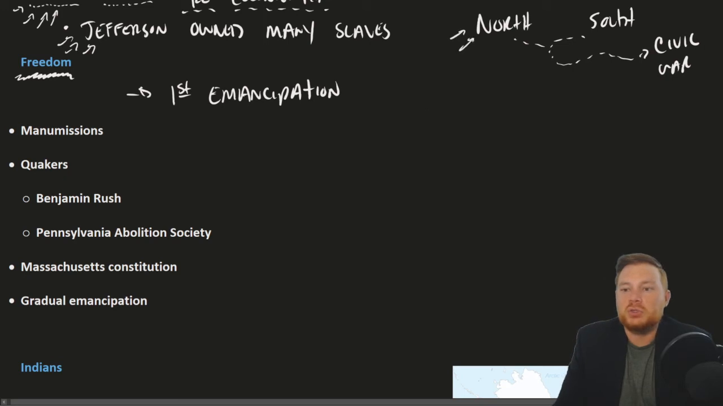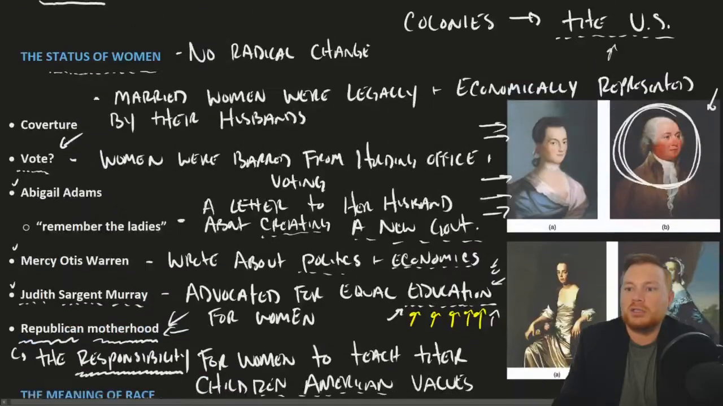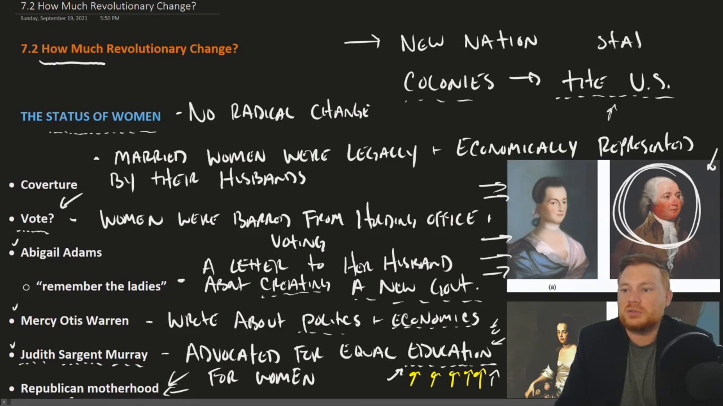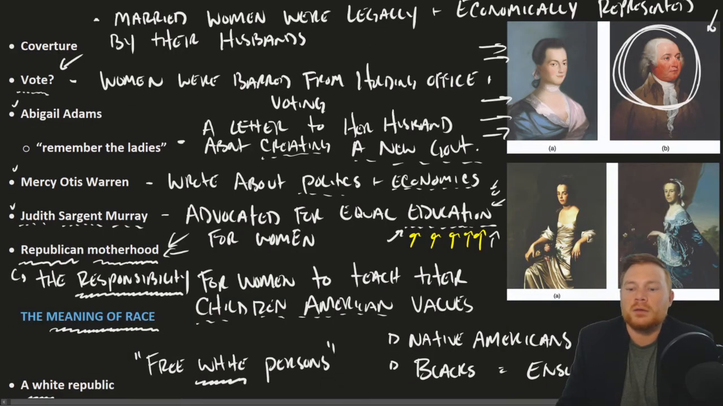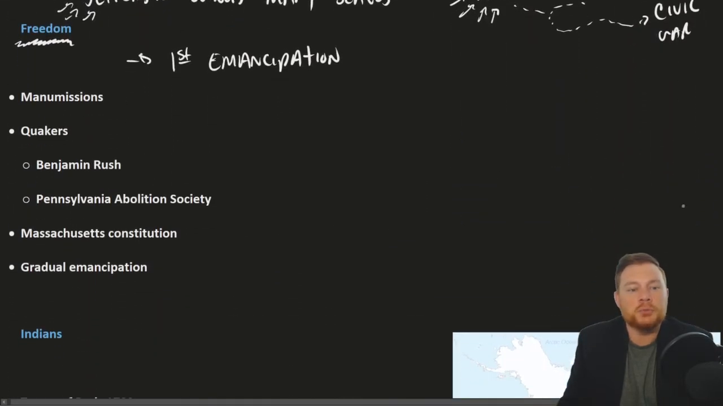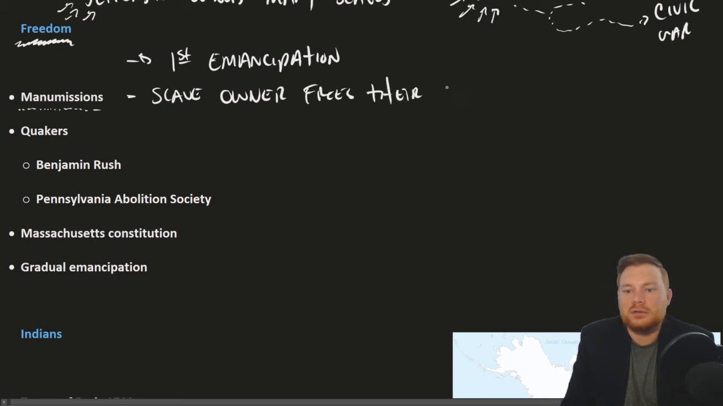Some of them became free because northern states, going from colonies to now states, made slavery illegal. And then some of them got their freedom through manumission, which you saw in the aftermath of the American Revolution. A manumission is when a slave owner frees their slaves on their own accord. So this isn't a law that makes slavery illegal, but this is a law that allows a slave owner to grant their slaves freedom if they choose. The historical example of this is George Washington, who freed his slaves upon his death.